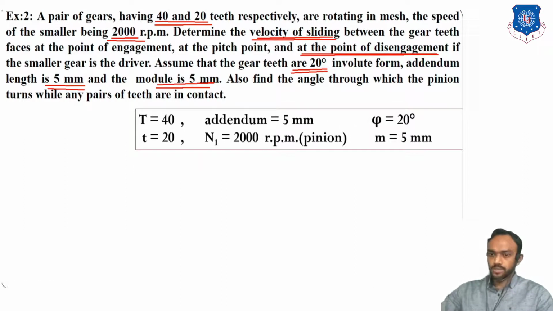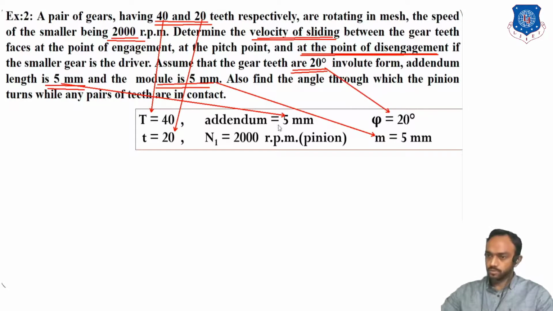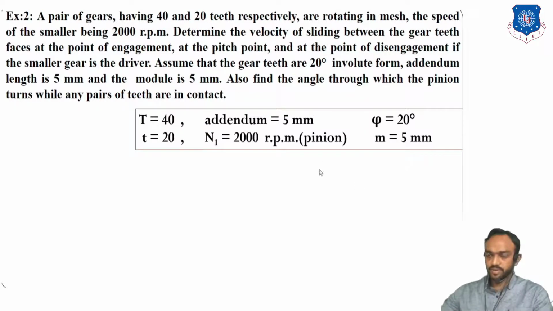So as you can see, 40 teeth is already given, 20 teeth is already given, addendum is given as 5 mm, and module is also given. Phi is equal to 20 and rpm is given as 2000. So all this data is given, and now we are going to start. First of all, what we have to find, what they have asked.